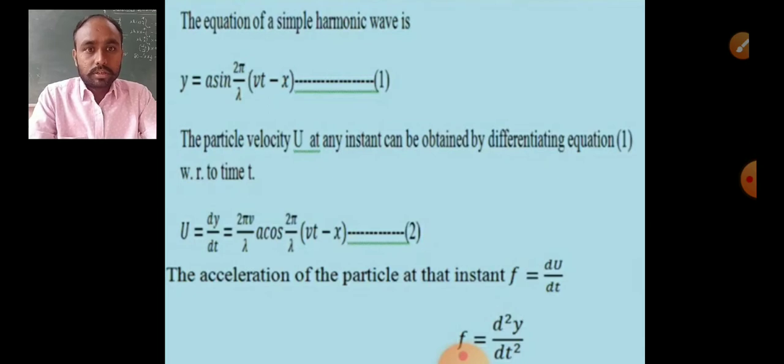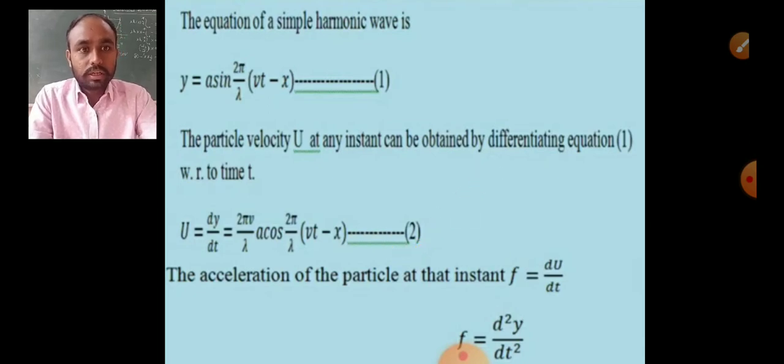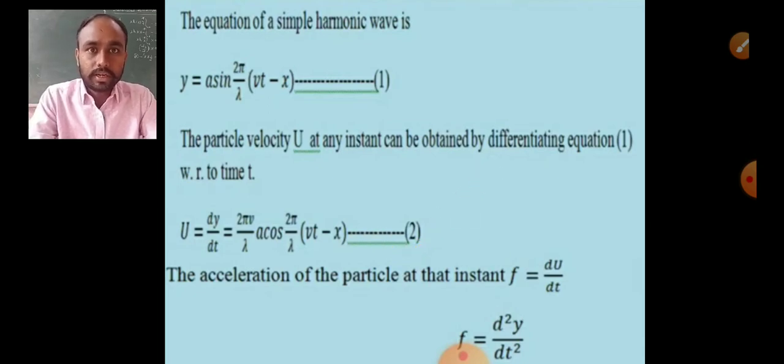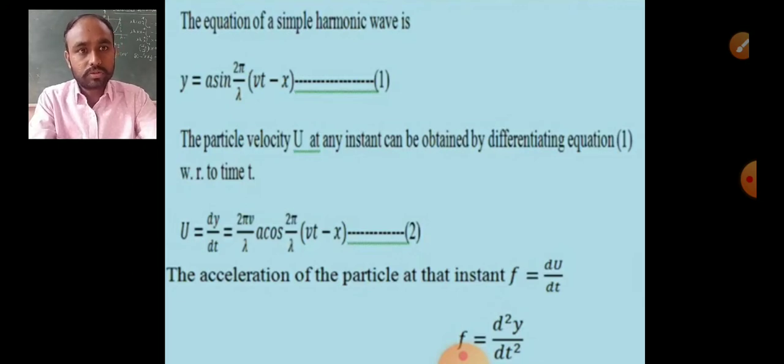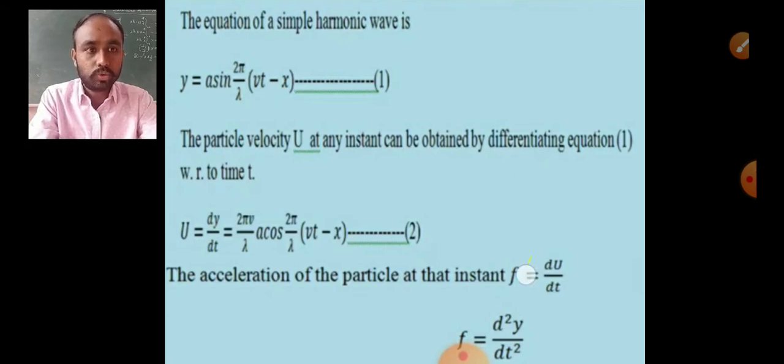Once we have the velocity, the next task is to find the acceleration. To find the acceleration, we take the differentiation of velocity, the rate of change of velocity with respect to time, which is what we call acceleration. So this is the velocity, and its rate of change is again d by dt of u, that is du by dt.